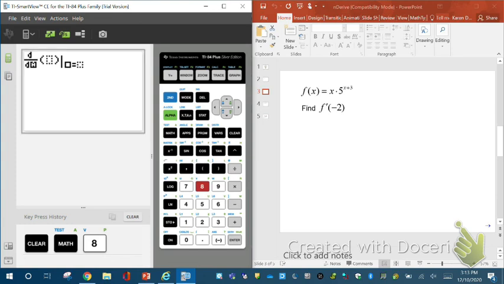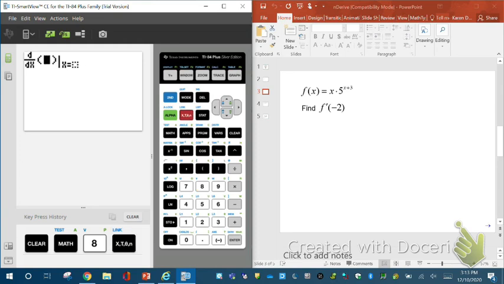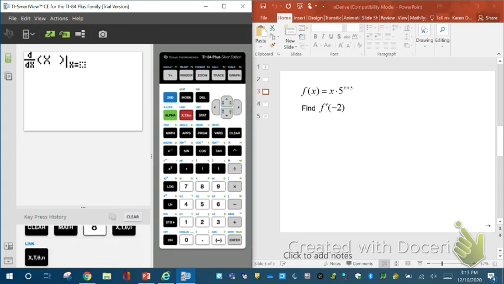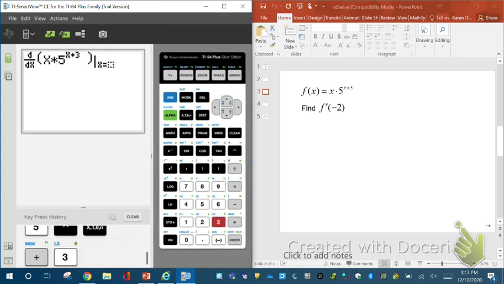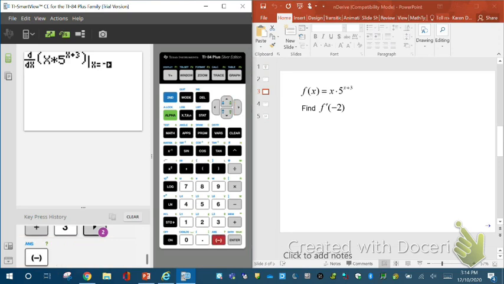This bottom box is always an x because it's with respect to x. Inside this, we're doing the derivative of this function, x times 5 raised to the x plus 3. Okay, and this box here, that's where you're evaluating it. We're evaluating it at -2. Make sure you hit the negative, not the minus. That'll mess you up, and you'll get that message that I got a minute ago. Hit enter. What'd you get?